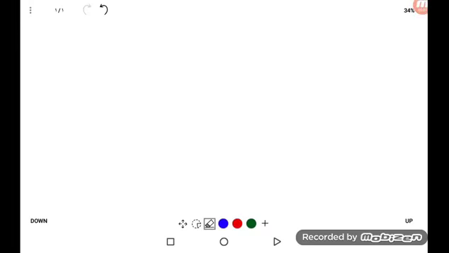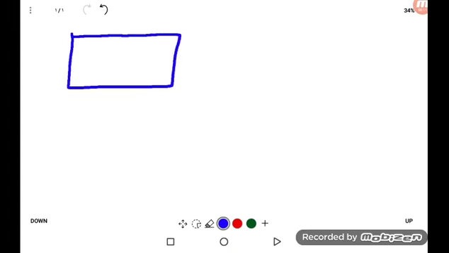Hello guys, in this video I'm going to talk about area and volume of some shapes. Now first, let's say if you have a rectangle and we have the length and width.